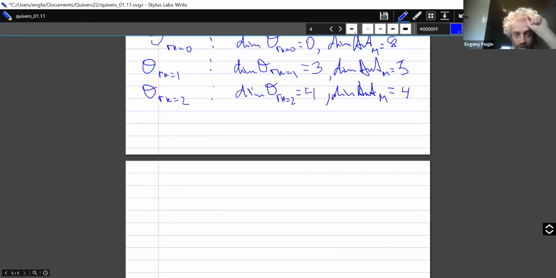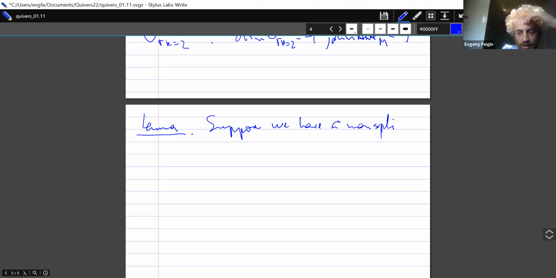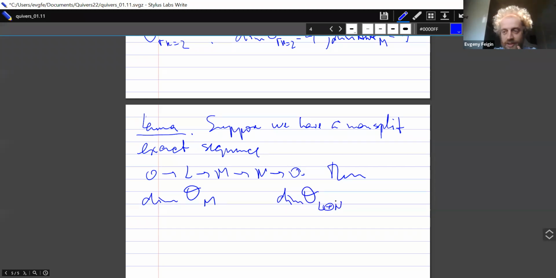Okay, so let us do one computation or more general statement. So this is a lemma saying that suppose we have a non-split exact sequence 0 to L to M to N to 0. And we want to compare the dimension of O_M and the dimension of O_{L plus N}. So what do you think? What is larger? Maybe the dimension of O_{L plus N} is larger.